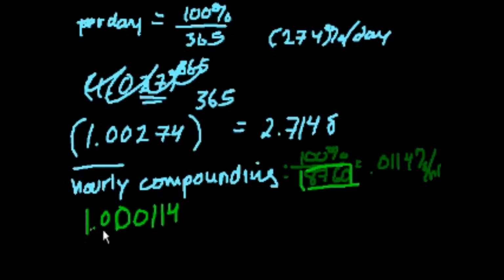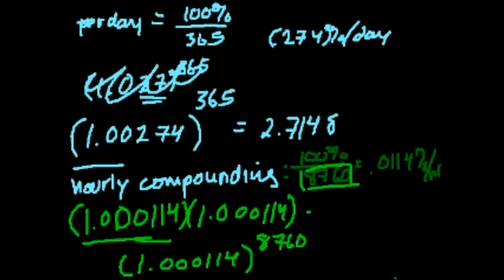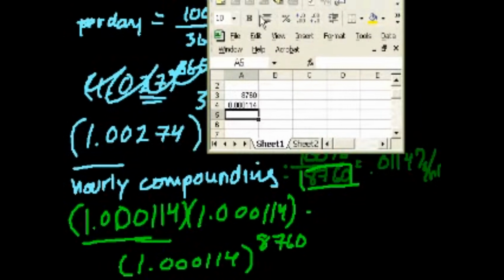But then after another hour, you're going to owe that times that again, because this will be the new principal after an hour. So then you're going to owe that same fraction times it again, right? And then after 3 hours, you'll multiply it again. So after the total number of hours in the year, which is 1.000114, and there's 8,760 hours in a year, let's see what you'll owe me.